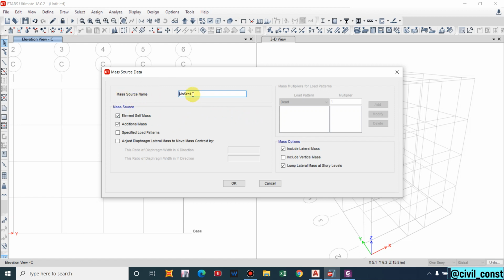Mass source name, mass source 1. You can give any name, let us keep it as mass source 1. And element self mass, additional mass, specified load patterns, adjust. So these are the points I will discuss now. Element self mass. Before that I will take these specified load patterns. I will specify the load patterns or the list of load.